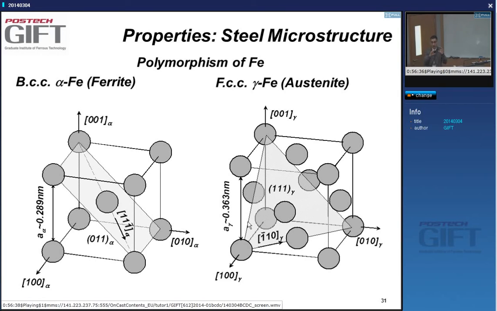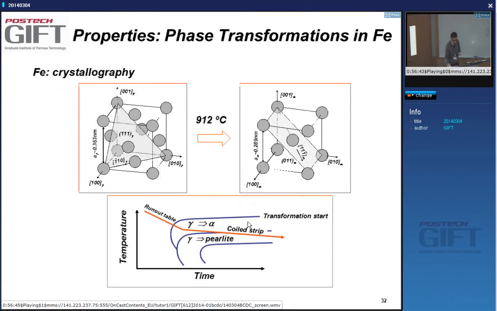So polymorphism, BCC iron, FCC iron, and FCC iron is a higher density phase, yeah? Okay? So this change from high temperature FCC to low temperature BCC in carbon steels occurs at around 912 degrees C for pure iron, yes? Now, in steels, and in any other material that undergoes a phase transformation, the phase transformation itself is a function of the temperature at which you do this phase transformation, and it will also be time dependent.